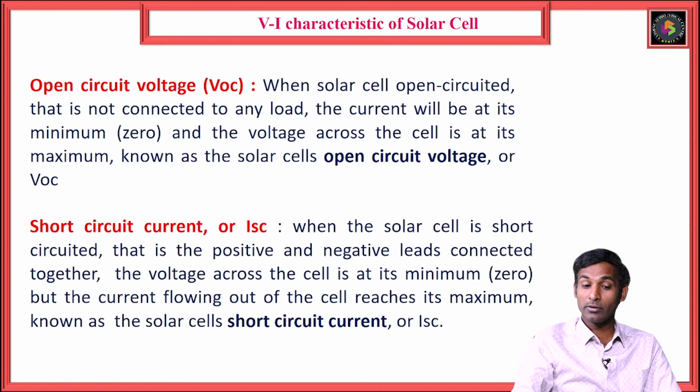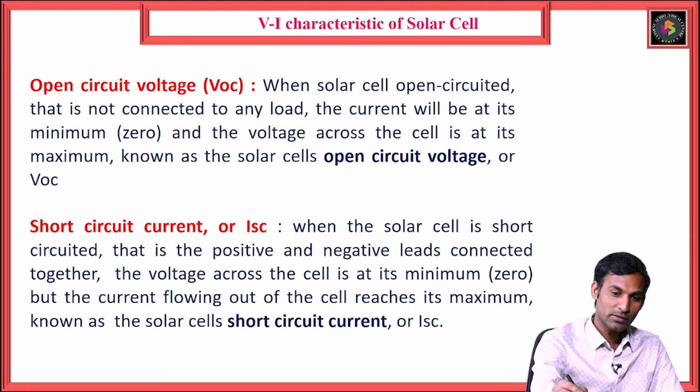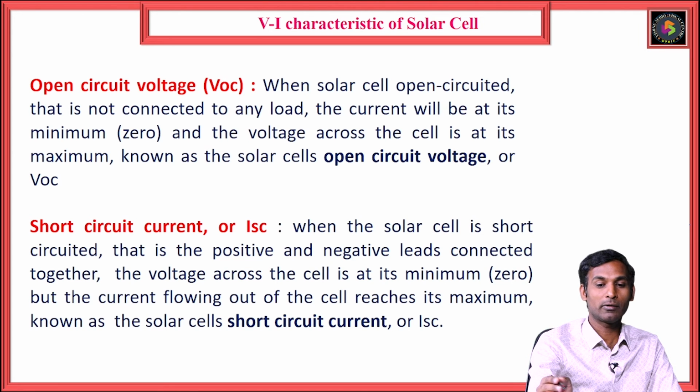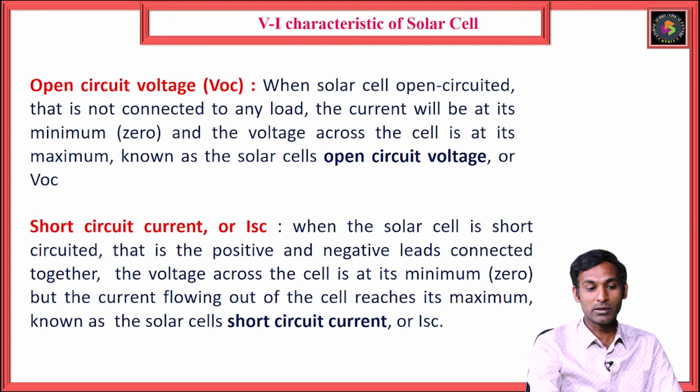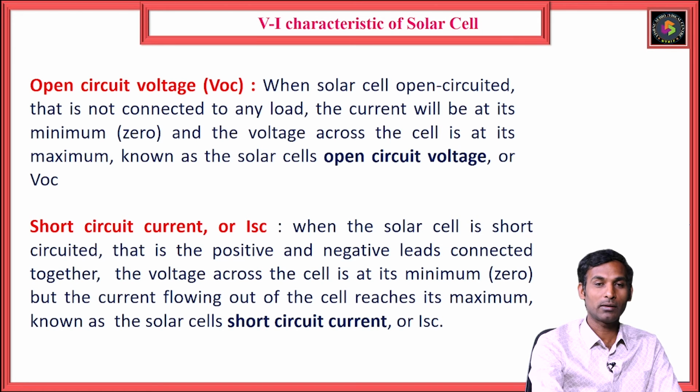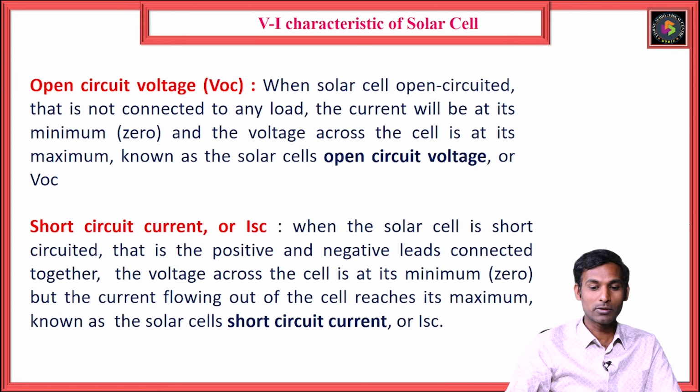Now the short circuit current. Short circuit current is when the solar cell is short circuited. In the previous case, the solar cell was not connected to any load, so I is 0 and V is maximum. Now short circuit current indicates when the solar cell is short circuited, that means the positive and negative leads are connected together.